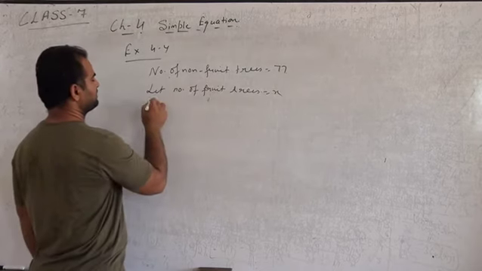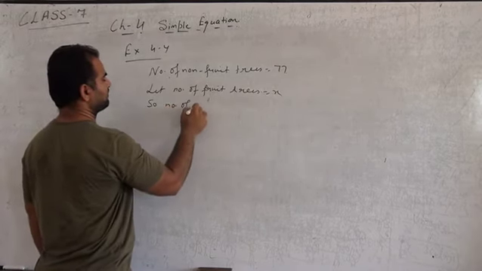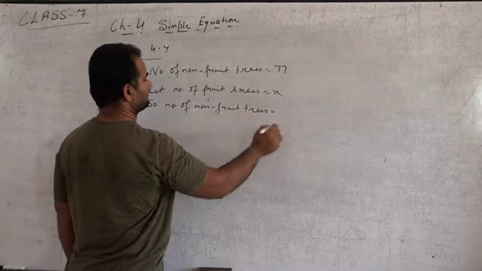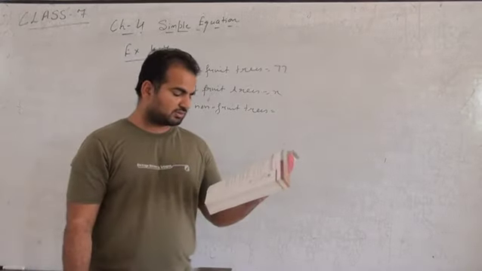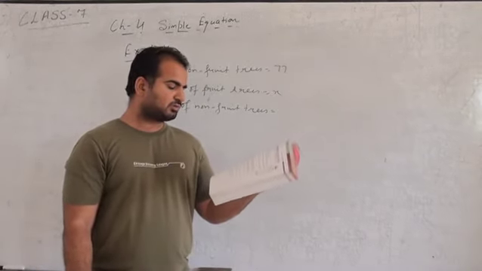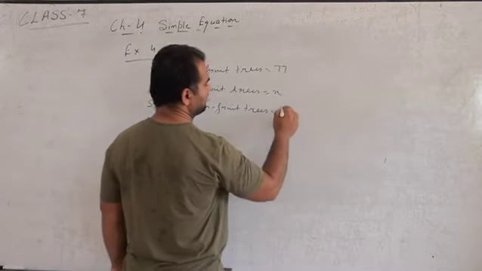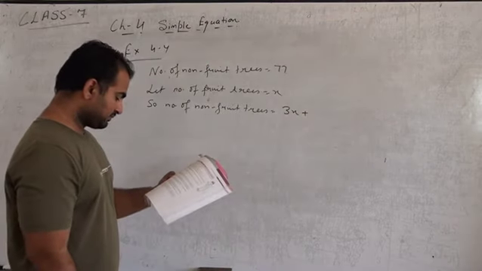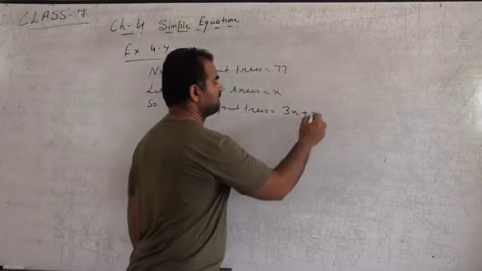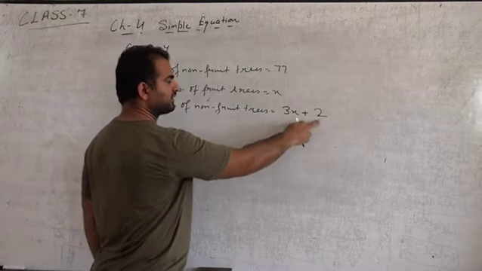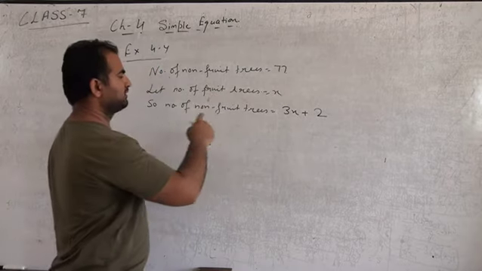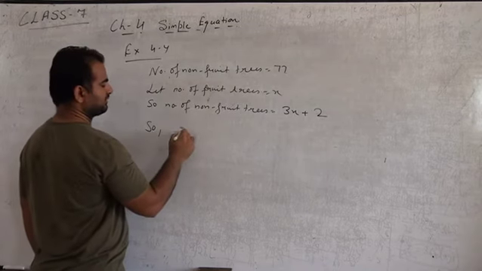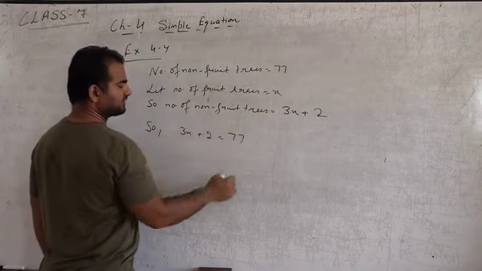So the number of non-fruit trees equals, what is told is the number of non-fruit trees was 2 more than 3 times the number of fruit trees. So 3 times the number of fruit trees plus 2. So it is 2 more than 3 times the fruit trees. So this is also non-fruit trees and this is also non-fruit trees. So we can say that 3x plus 2 equals 77.